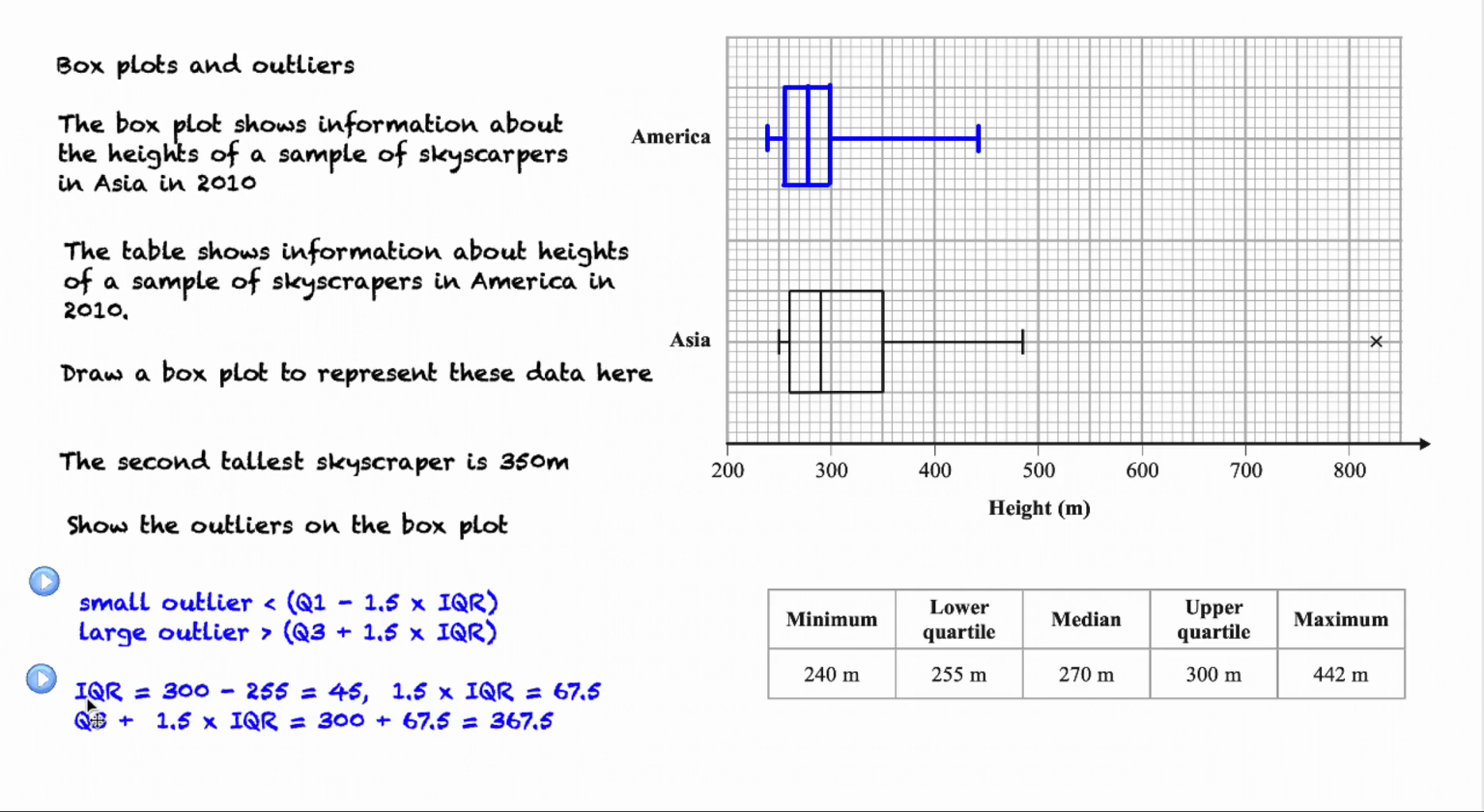I've found the interquartile range. I've taken the data from the table, 300, my upper quartile, minus 255, which gives me an interquartile range of 45. I'm going to multiply that by 1.5 to get 67.5. And then I'm going to add that on to Q3, the upper quartile. This gives me 300, the upper quartile, plus 67.5. This gives me 367.5.